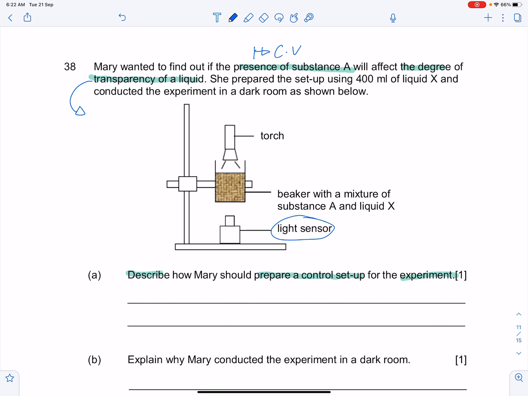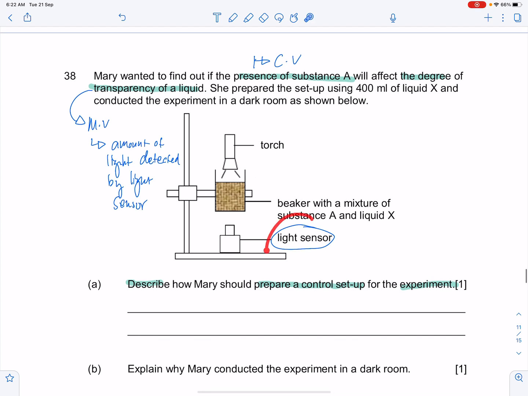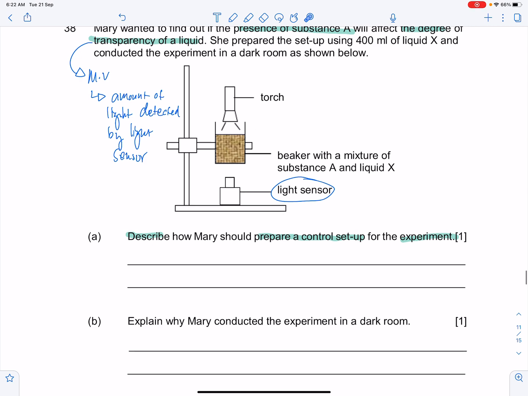So your measured variable, you need to figure out from your light sensor, is the amount of light detected by the light sensor. And in this case, the higher the amount of light detected by the light sensor, the more transparent it is. Okay?